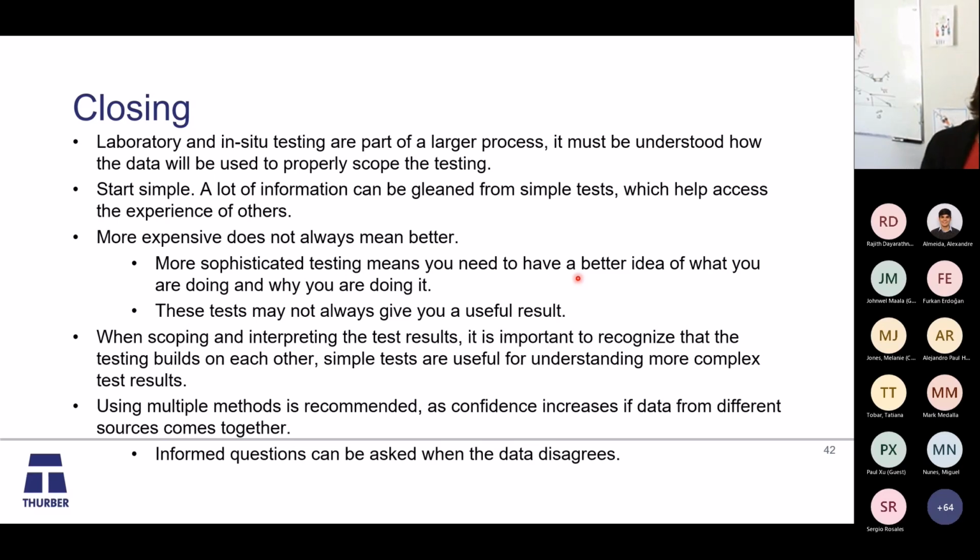And more expensive testing does not always mean better. The more sophisticated the testing is, the better idea we need to have of what we're doing and why we're doing it. And they may not always give us a useful result. So when we're scoping and interpreting the test results, it's important to recognize testing builds on each other. So we use those simple tests to understand more complicated results. And using multiple methods is recommended, as confidence increases when data from different sources comes together. And when it doesn't come together, then we can ask some informed questions.